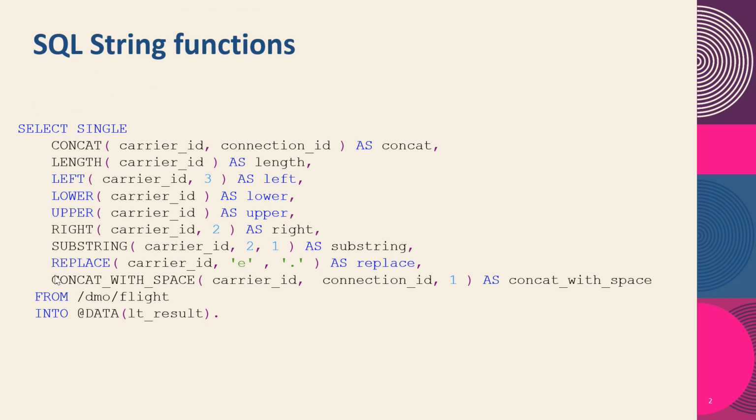we can use concatenate with space. Plain concatenation will just concatenate these two fields, but concatenate with space will add a space into it. That's all about the string functions we can use in select queries.